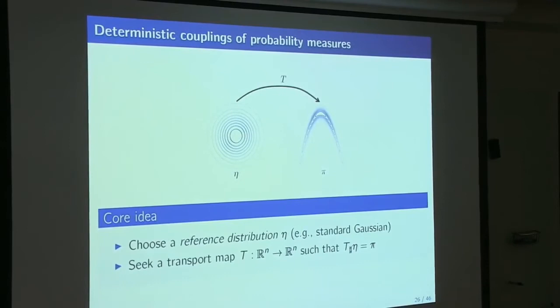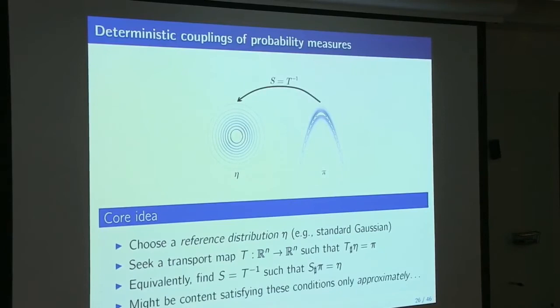In practice, you're not going to do this exactly. You might be content satisfying these conditions approximately, and maybe bounding the error, or using that to precondition other schemes, or there's a rich variety of things one could do. But notionally, this is what we're after. We're after coupling these two distributions in this way. So how to do this?